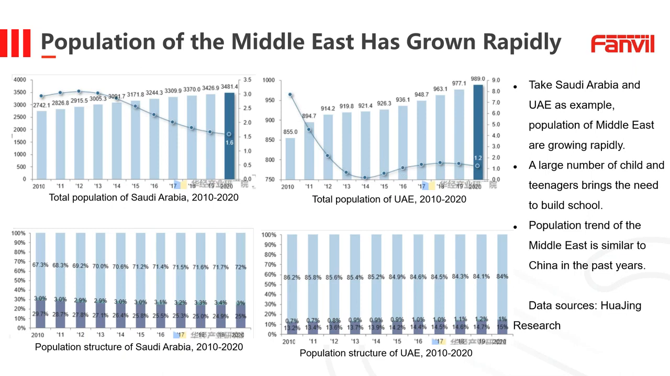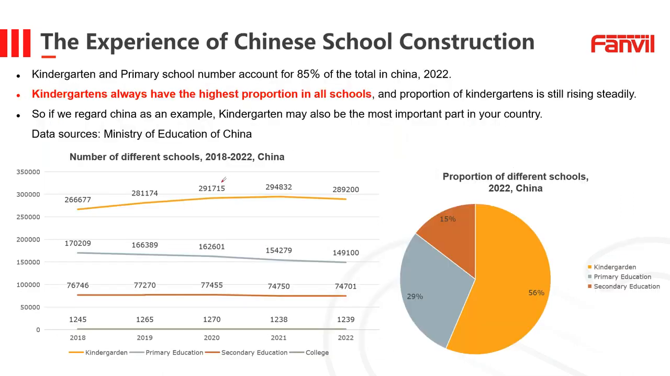If we regard China as an example, what happened in China in the past few years? I collected school numbers of China from the Ministry of Education of China for the past 5 years. You can see we are building more and more kindergartens. The second scenario is primary school, but the number of primary schools is decreasing. So if we regard China as an example, kindergarten may also be the main market in your country.